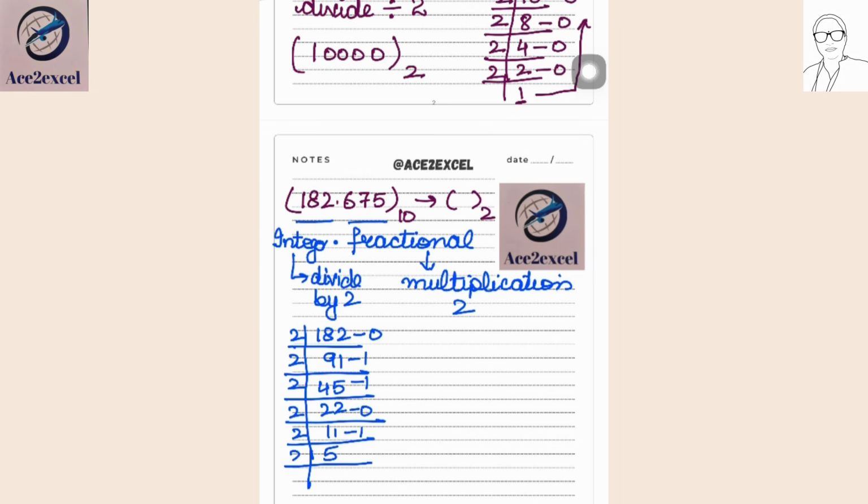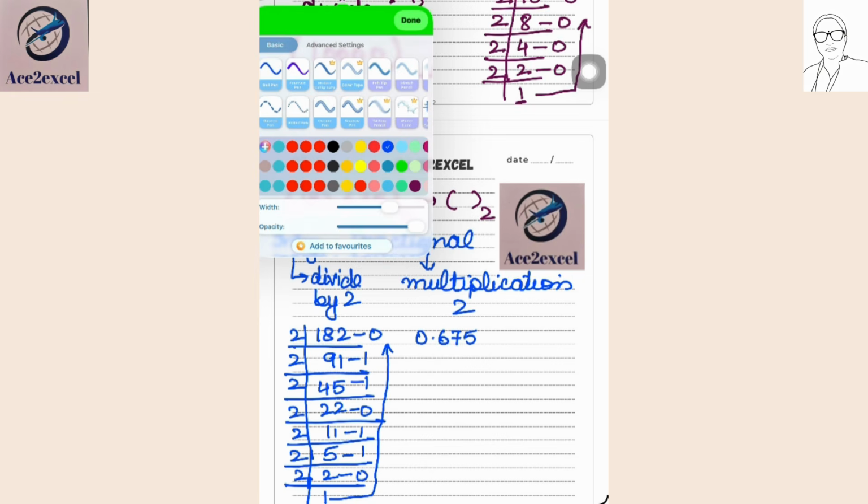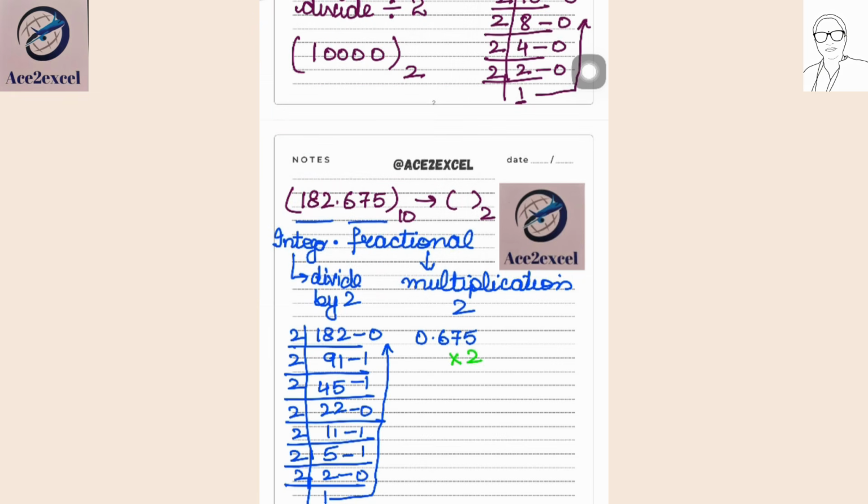We will continue to divide till we get a value less than the divisor. This is the binary value. Now I pick up the fractional part. We will be multiplying the fractional part by 2, and while multiplying, whatever comes as integer will be kept separately, and the fractional part will be again used for multiplication.